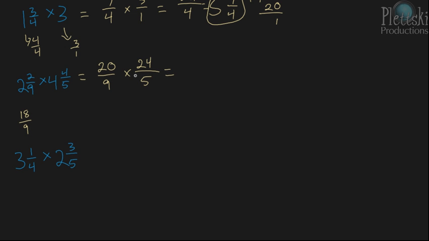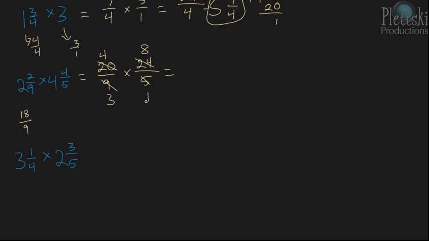And this one we can actually do some simplifying before we do our multiplication. Because we have 20, which is compatible with 5, we can divide both of those by 5. So 20 divided by 5 is 4, and 5 divided by 5 is 1. And then 24 is divisible by 3, and so is 9. So we can divide 24 by 3, and we get 8. And then 9 divided by 3, and we get 3.